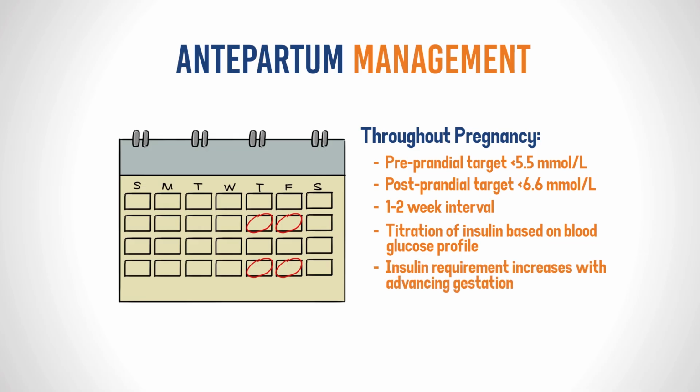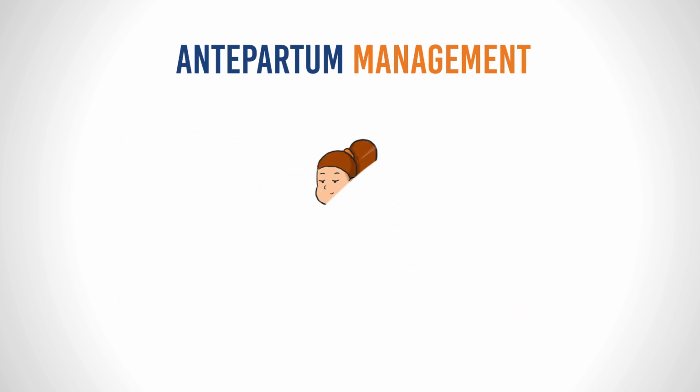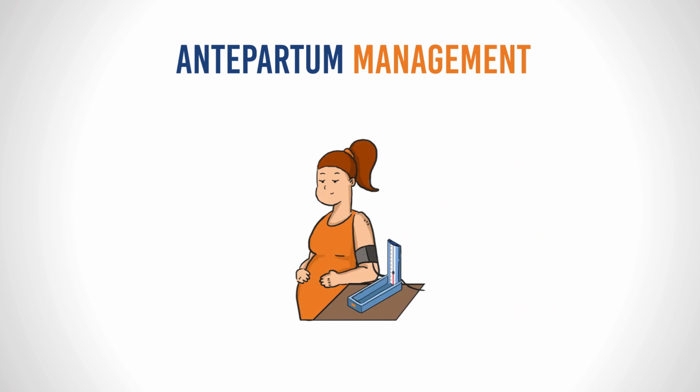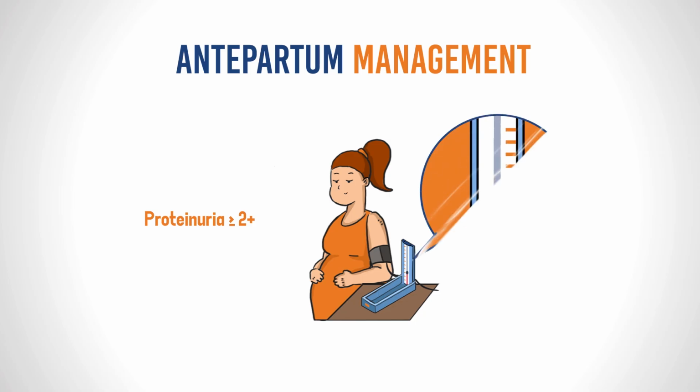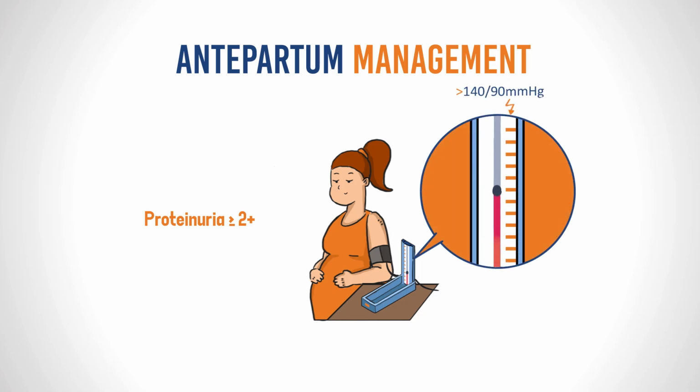Insulin requirements increase as pregnancy advances, and it is important to recognize and remediate hypoglycemia symptoms. Diabetic patients require blood pressure and urinalysis assessments at every antenatal visit to monitor for preeclampsia. Preeclampsia is diagnosed as any woman with new-onset hypertension of more than 140 over 90 millimeters Hg with proteinuria 2+ or greater beyond 20 weeks gestation.